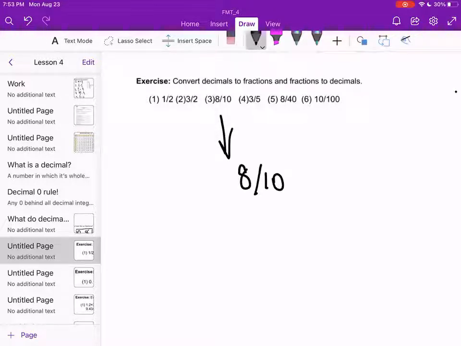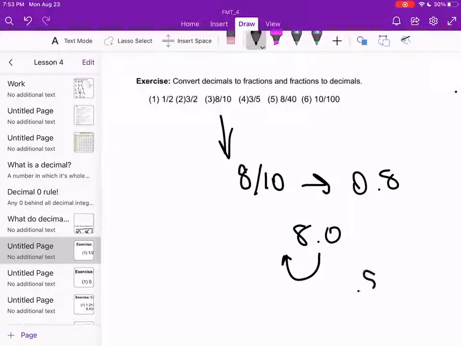So real quick, 8/10, that is equal to 0.8, right? So I have 8.0, and then we divide by 10, right? The decimal moves back one, so I get 0.8.